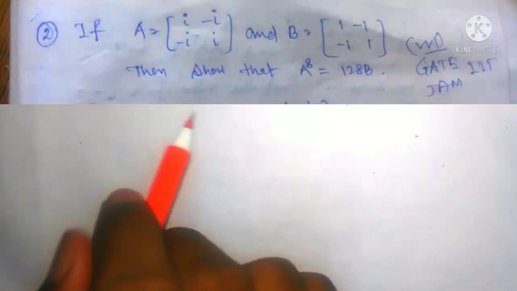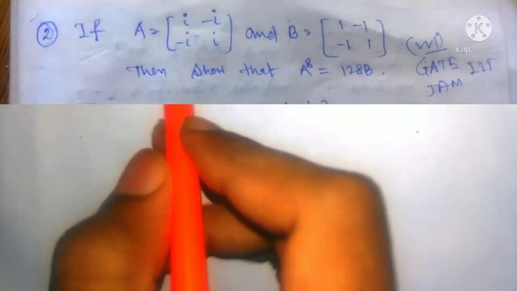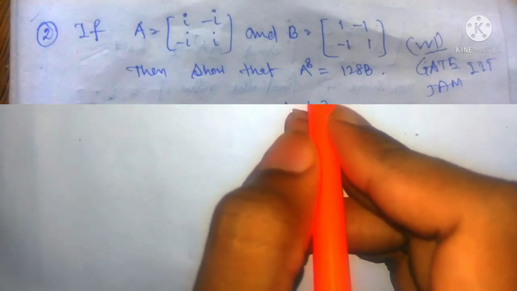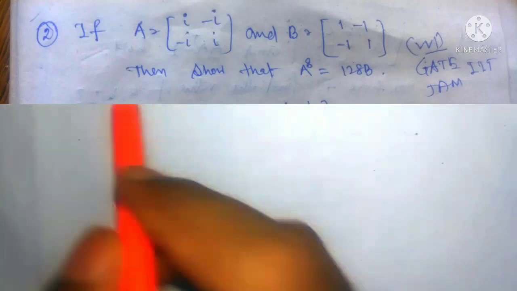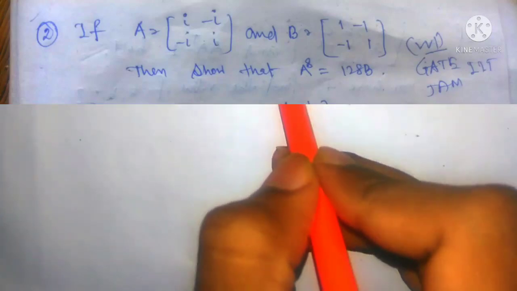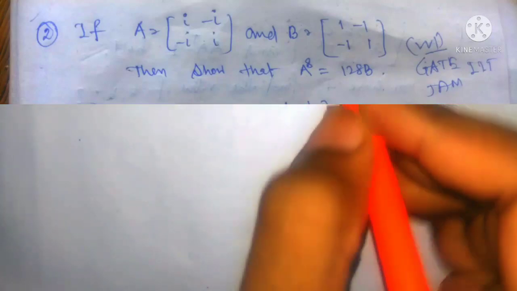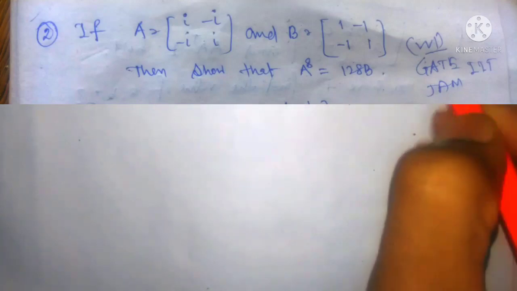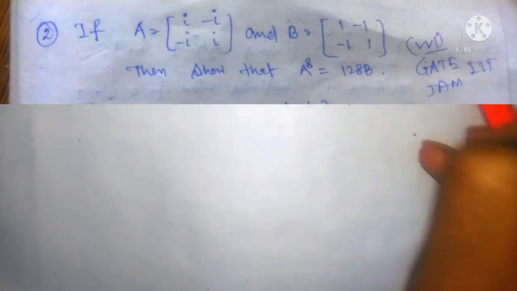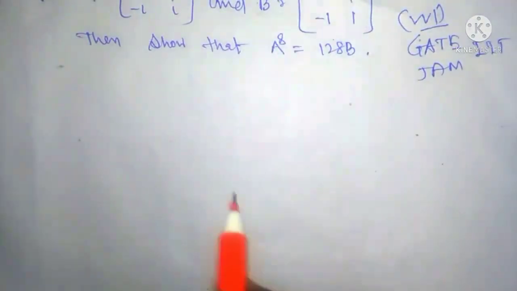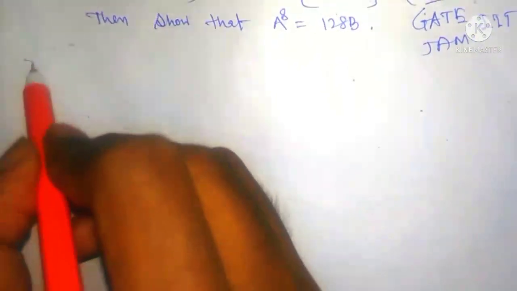The second example is: if A is a matrix which contains the elements i, minus i, minus i, i, and B is another matrix which contains 1, minus 1, minus 1, 1, then we have to show that the matrix A to the power 8 equals 128B. This is very, very important for GATE, JAM and IIT also. So let us answer.